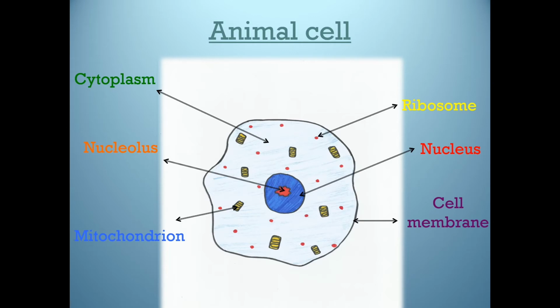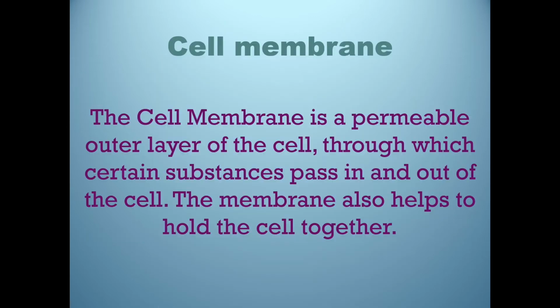The cell membrane. The cell membrane is a permeable outer layer of the cell, through which certain substances pass in and out of the cell. The membrane also helps to hold the cell together.